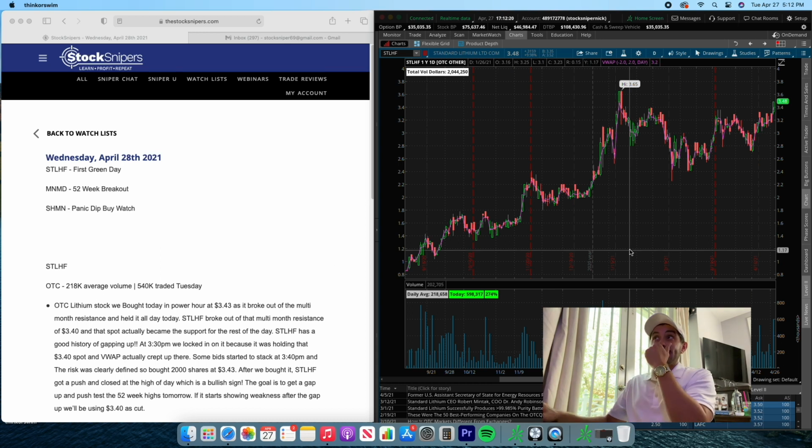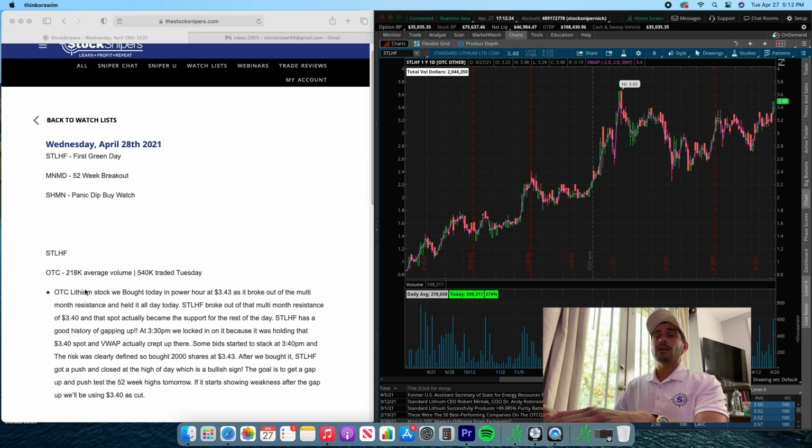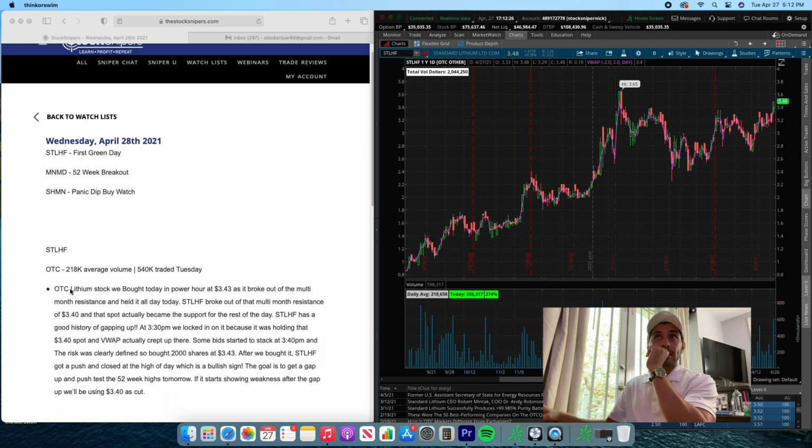The first stock is the stock over here to the right. It's actually a stock that we're in overnight. And we bought this stock, let's read about it in our watch list. We said it's an OTC lithium stock, and we bought it today in power hour, that last hour of the market, at 343 as it broke out of its multi-month resistance, and then it held that resistance spot all day. So looking at the 1-year chart, it looks like that resistance spot is 340.